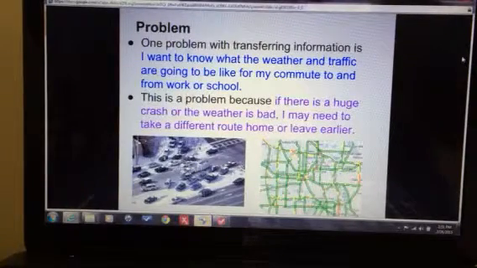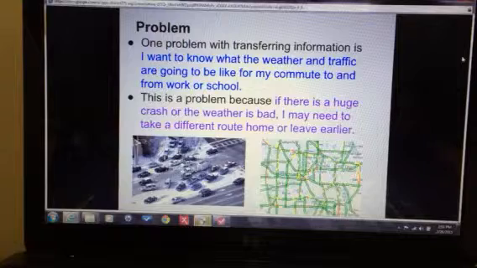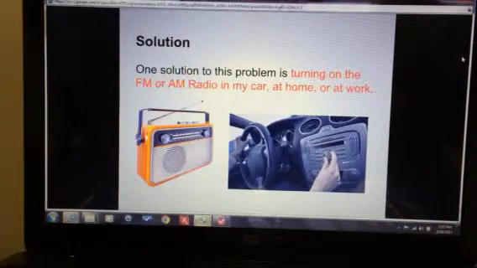One problem with transferring information is I want to know what the weather and traffic are going to be like for my commute to and from work or school. This is a problem because if there's a huge crash or the weather is bad, I may need to take a different route home or leave earlier. One solution to this problem is turning on the FM or AM radio in my car at home or at work.